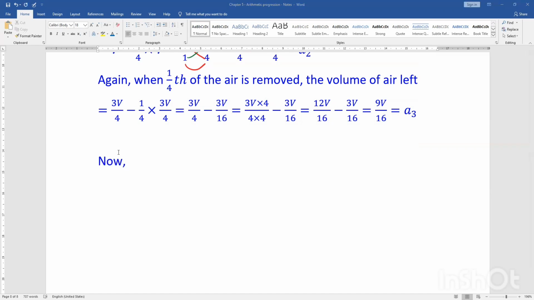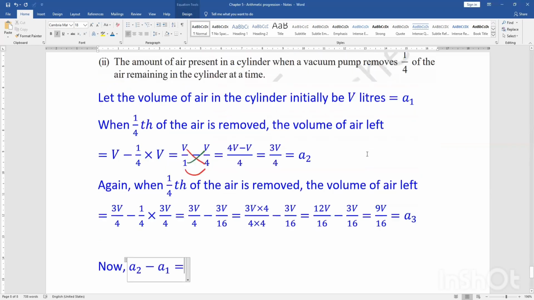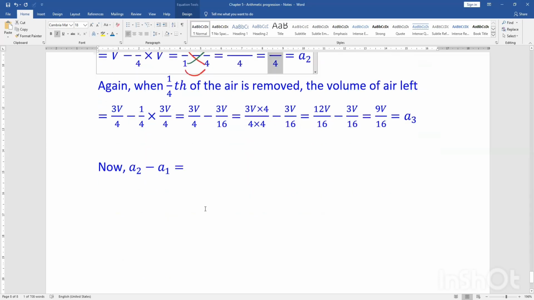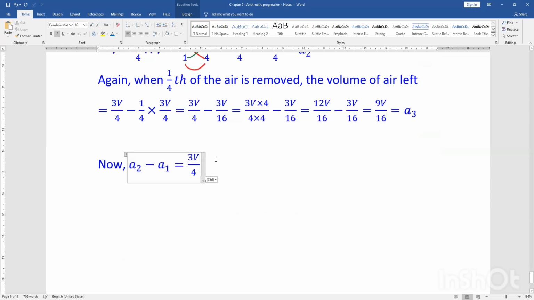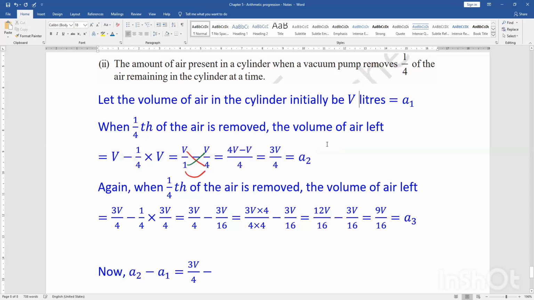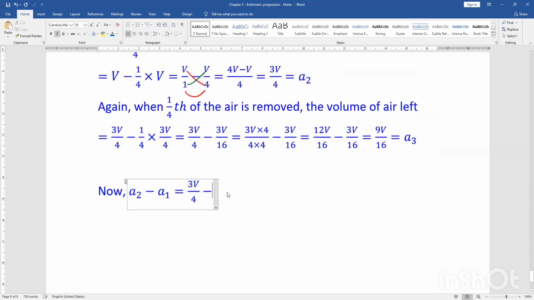Now A2 minus A1. A2 minus A1 will be how much? So what is A2 here? A2 is 3v by 4, right? So let us take that: 3v by 4 and then minus A1. What is A1? A1 is v, correct? So let us take that.